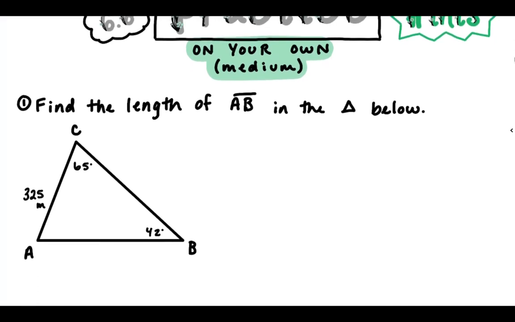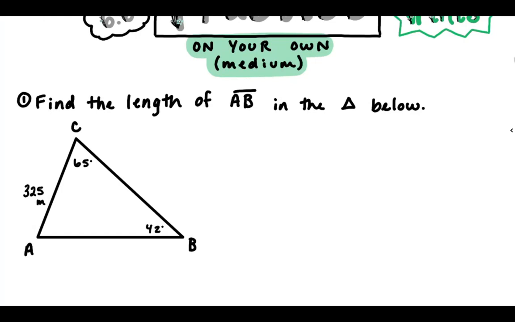The first one's just a basic law of sines, so we need to label our triangle and then write down our law of sines equation. The first thing we want to do is find the side we're looking for. We want to know the side AB, so let's find that on our triangle. A to B is this bottom side.